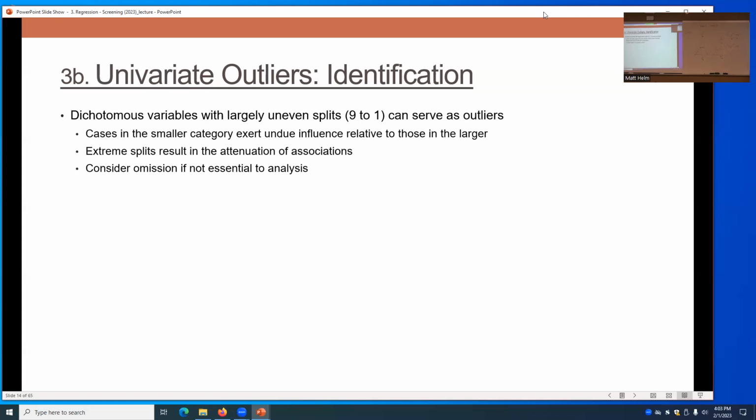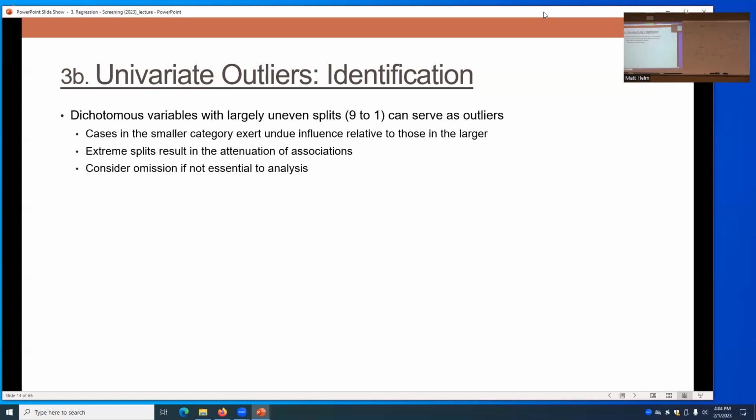What we can do is, when we have that much of an imbalance, it starts to distort associations. We'll typically tend to attenuate them. So if we have an association between a group variable and something else, it doesn't look as strong as it probably should. And so again, unless we've got something that's really critical to our analyses, we might want to consider leaving that out, because the inclusion is maybe going to have a more detrimental impact than leaving it out.